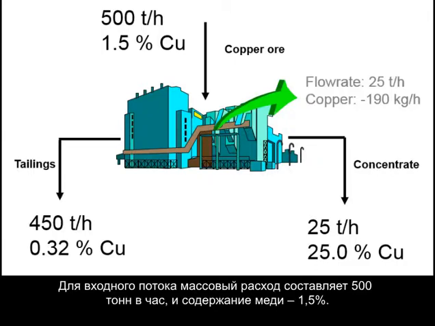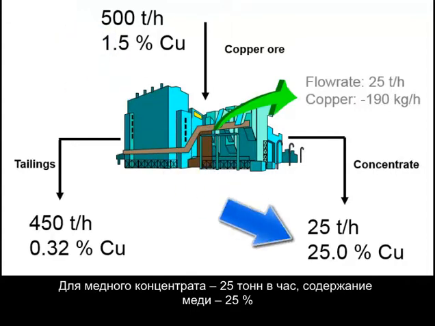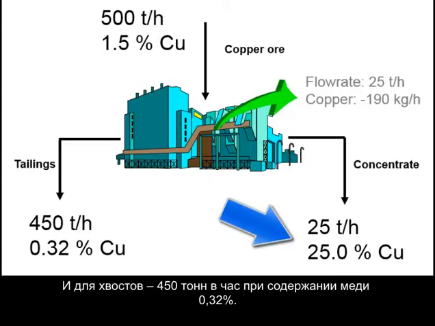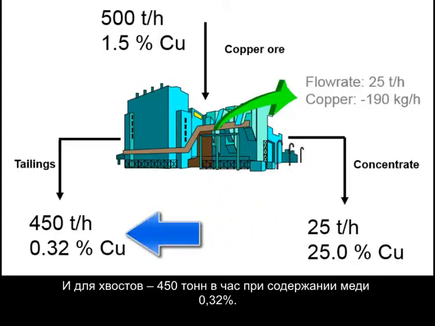For the feed, 500 tons per hour is measured and the copper content is 1.5%. For the concentrate, 25 tons per hour and the copper content is 25%. For the tailings, 450 tons per hour and the copper content is 0.32%.